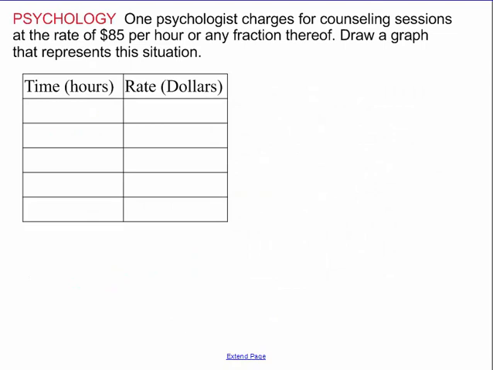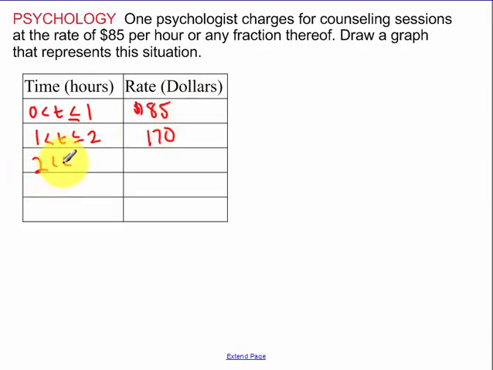Step functions, there are a lot of applications of step functions. A psychologist charges for counseling sessions a rate of $85 or a fraction thereof. So from 0 to inclusive of 1 hour, I'm going to be charged $85. From 1, even if it's a minute over, all the way to 2 hours, they're going to charge me for 2 hours.